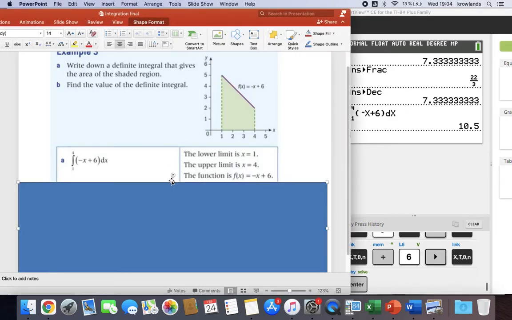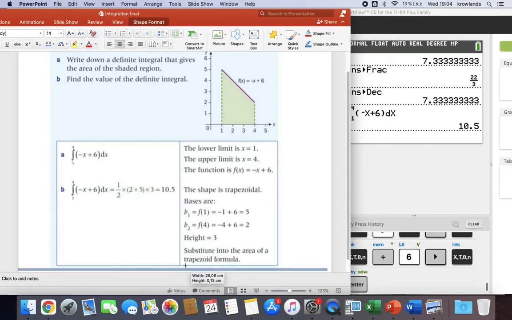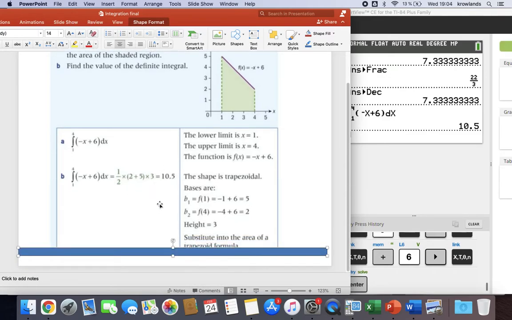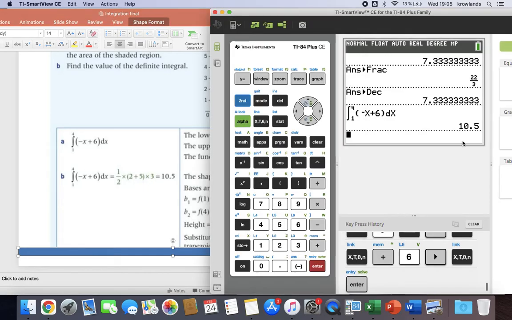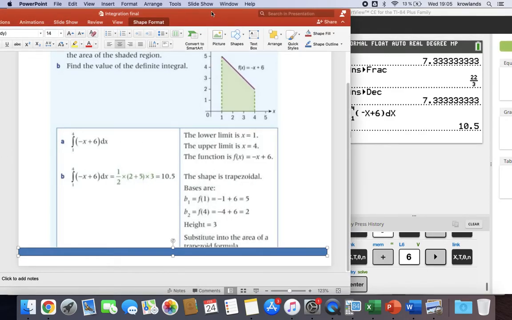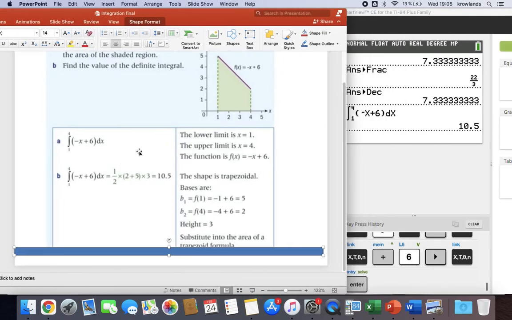Let's just double check with the mark scheme. And indeed, we've got 10.5. So what they've done is they've also checked it using the trapezium rule. So you can either do it using the calculator or with the trapezium rule, which I do in a different video. The trapezium rule for this, because you're only finding the area of one trapezium, is half of the sum of the parallel sides, which is 5 plus 2, times by the height, which is 3. Half of 5 plus 2 times by 3.